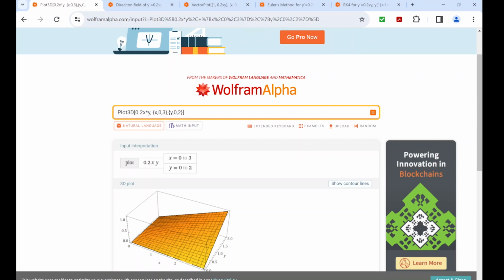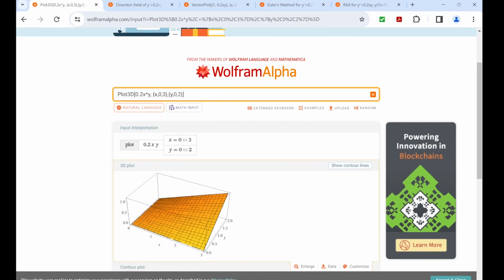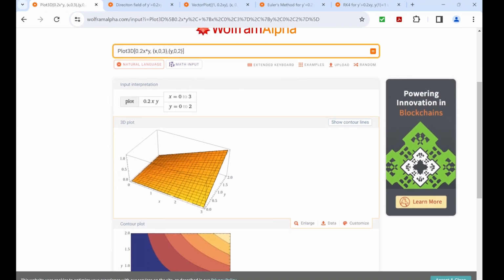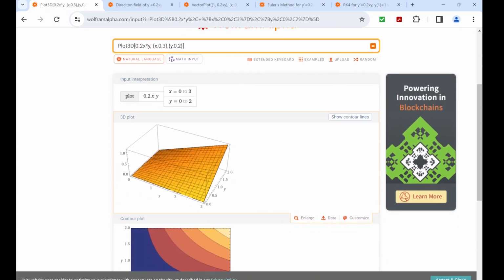If you notice, this is 0.2xy, which was the slope function for the differential equation that we were looking at. And here we're plotting from x between 0 and 3 and y from 0 to 2. We gave Wolfram Alpha this function in the exact mathematical way, and we get a plot, okay? This is a 3D plot.